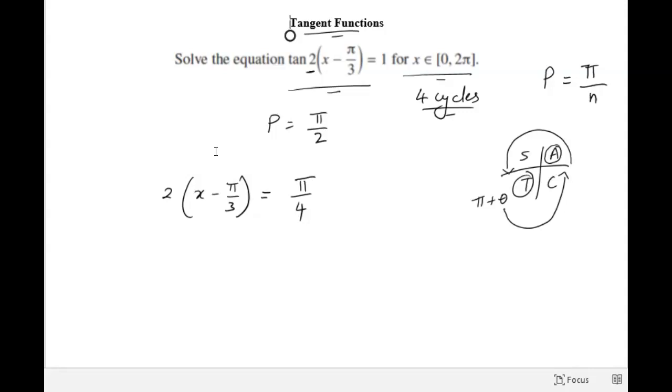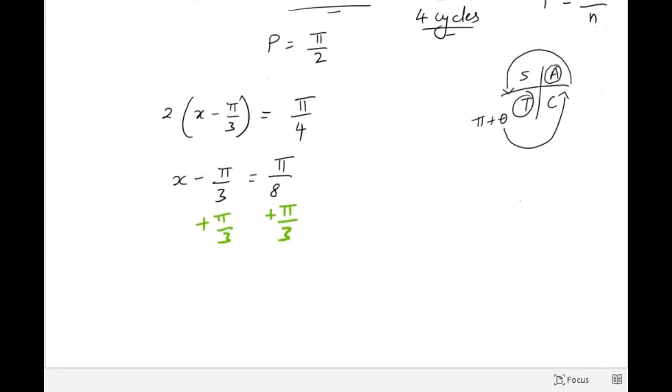So if I divide both sides by 2, I'm going to have x minus pi on 3 is equal to pi on 8. Adding pi on 3 to both sides, we notice the denominators are different, which means we're going to make them the same denominators, with the lowest common multiple being 24. So 3 plus 8, that's going to be 11 pi on 24 as my very first solution for this particular tangent function.